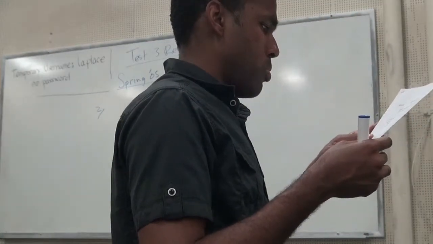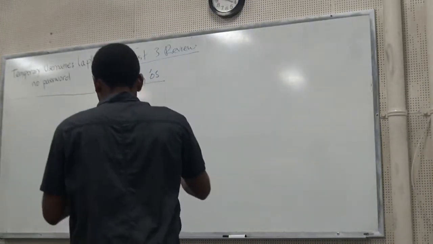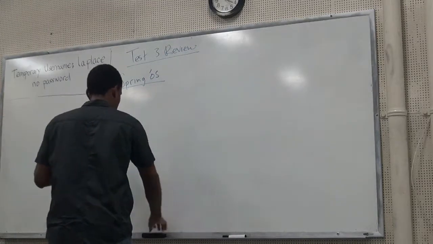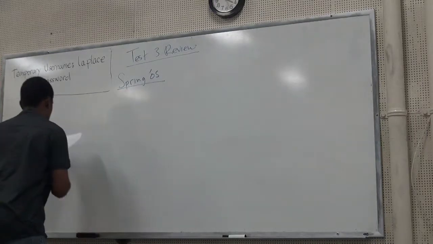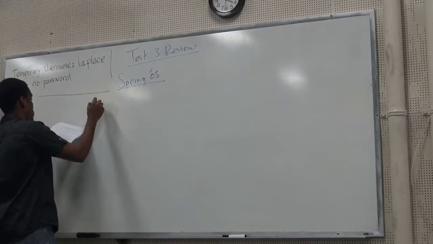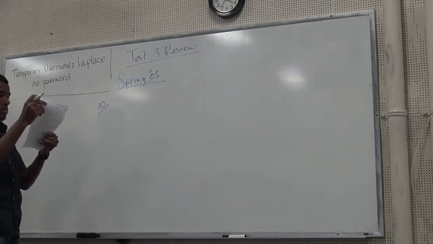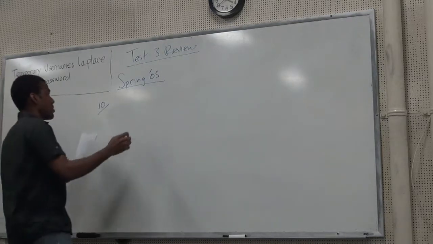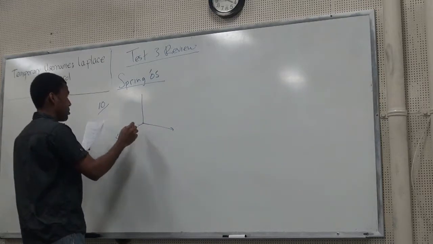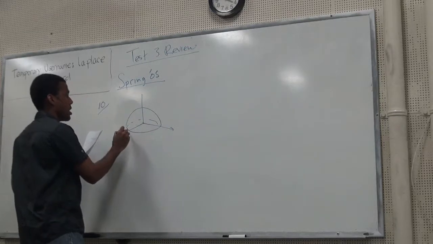Spring 05, number 2. Number 10. Find the mass of the hemisphere of radius 5. So we have number 10. Okay, so here's the hemisphere. The radius is 5.